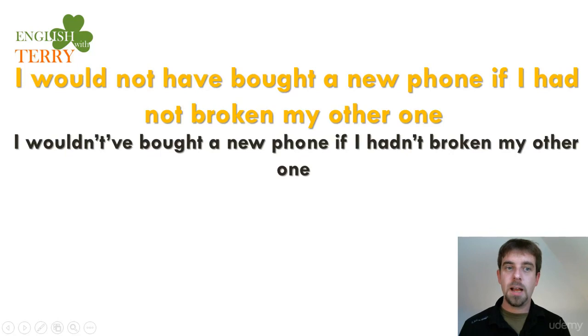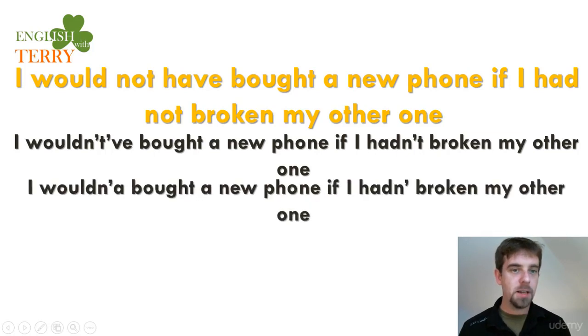So go slow. I wouldn't have bought a new phone if I hadn't broken my other one. I wouldn't have, so would not have, I wouldn't have bought a new phone if I hadn't broken my other one. Next part, so the T in wouldn't disappears, and the have will become an a. I wouldn't have bought a new phone if I hadn't broken my other one.